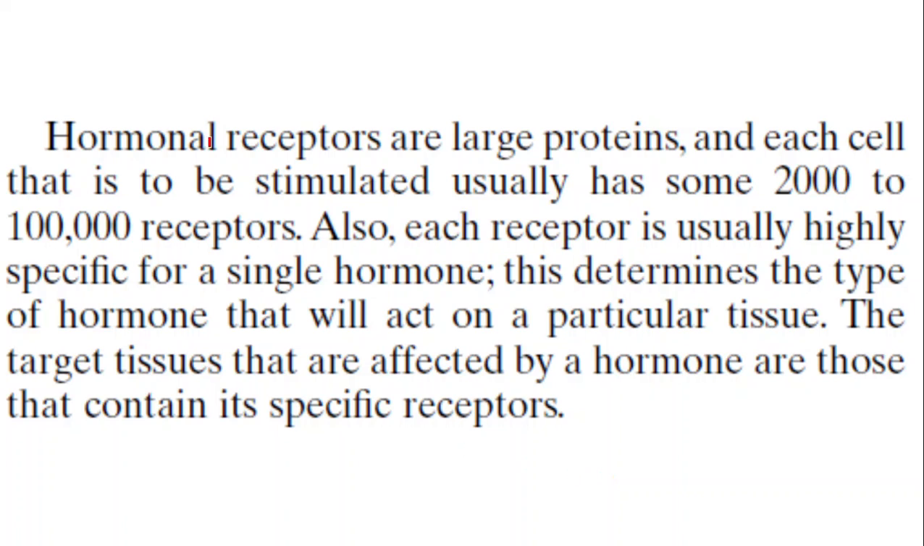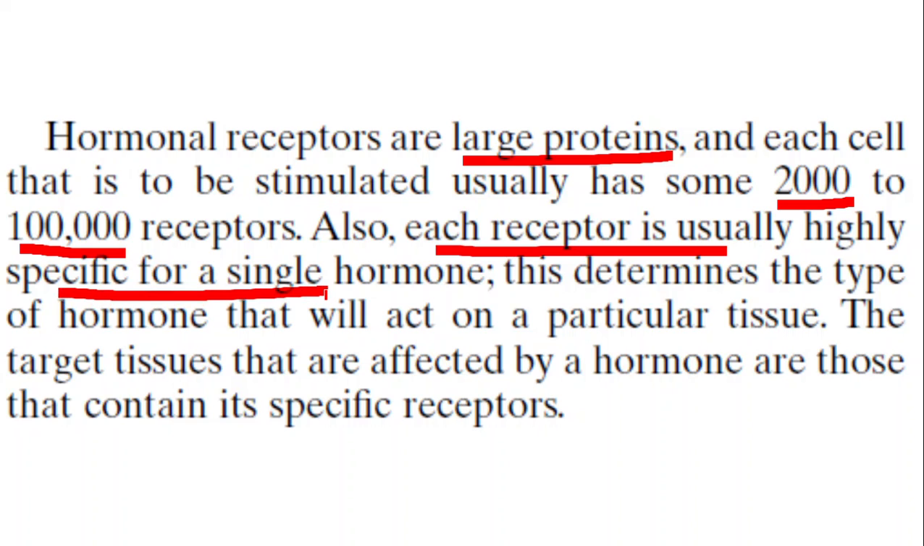And what's a receptor? A receptor is a large protein. How many receptors are there? Ranging from 2000 to 100,000 receptors per cell. And each receptor is highly specific for a particular hormone.